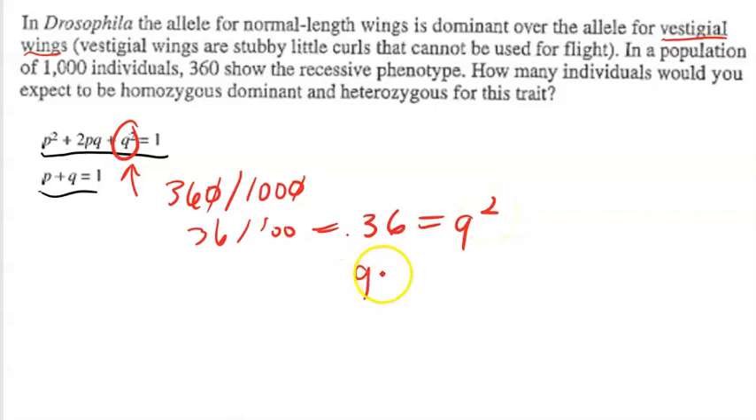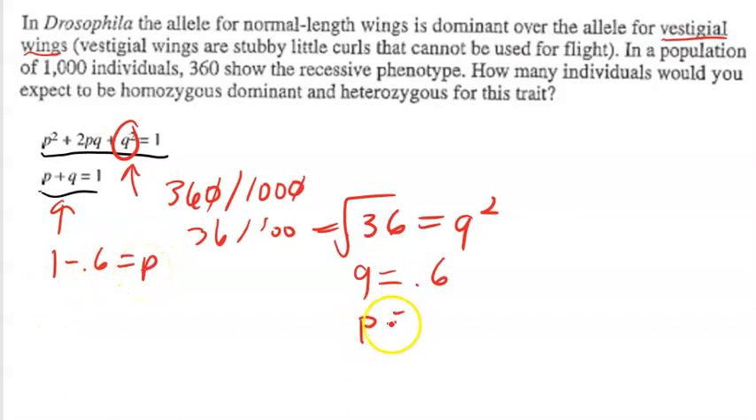To get Q, we take the square root of that number. Square root of 0.36 is 0.6. And if we go back to this allele frequency equation, we know that 1 minus 0.6 is going to equal P. So P is equal to 0.4. So now we have our two allele frequencies. We can plug these into the problem and solve for anything, really.